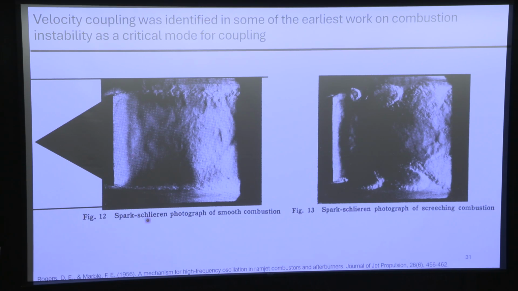This is a spark-Schlieren photograph. And you can see where the flame is. They call it smooth combustion. It's not wording we use anymore, but it's kind of fun. And you can see your flame sitting in your shear layer and everything's going like it's supposed to.